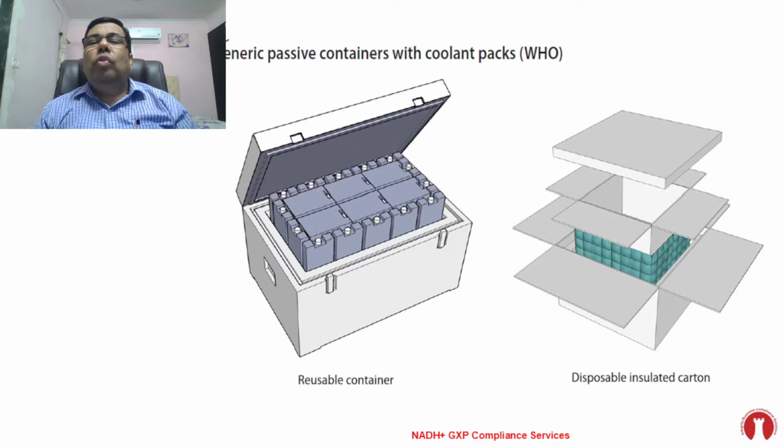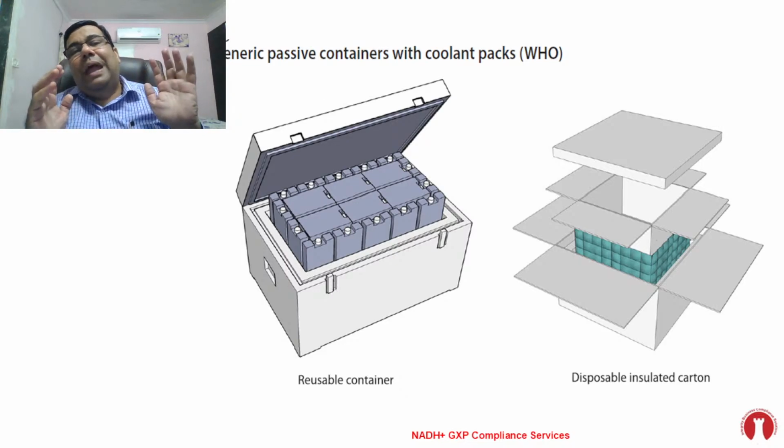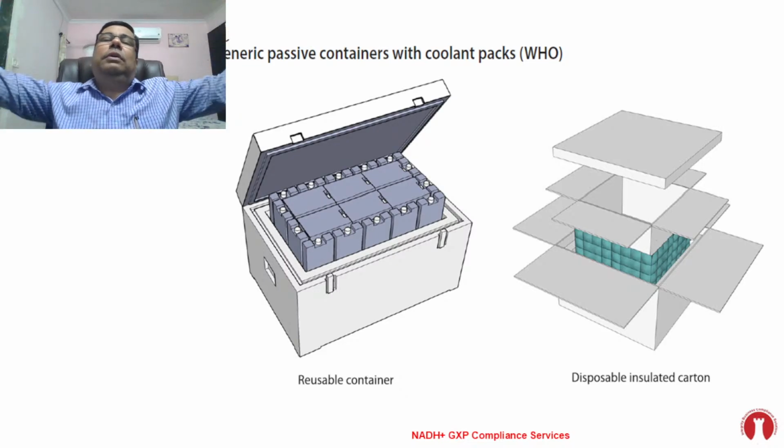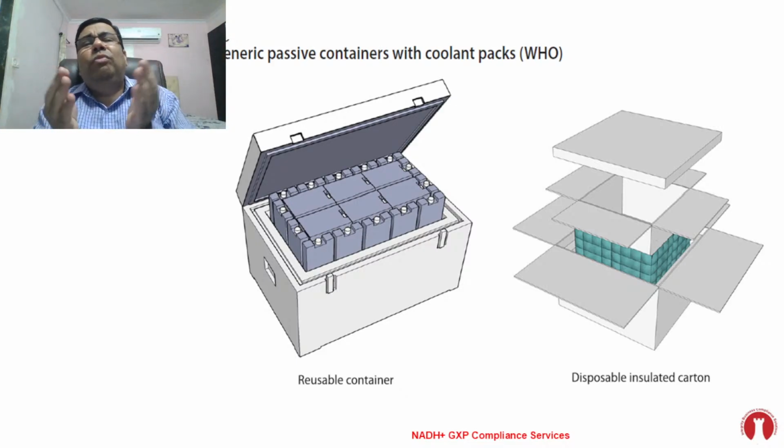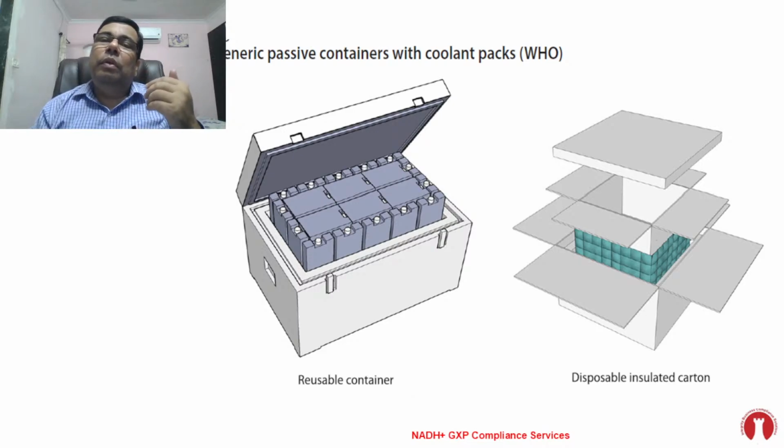Clear? Some passive containers are given by WHO, so I thought I would explain them. There are some generic passive containers with coolant packs, and pictures are provided by WHO. You can use insulated cartons or silica gels that you freeze and put in, or you can have complete containers. If the quantity is very small, you can use this type of container with coolant packs. These are called passive containers, while for a big load you can use the big containers.